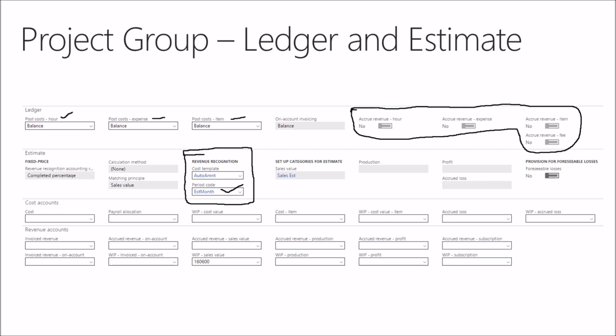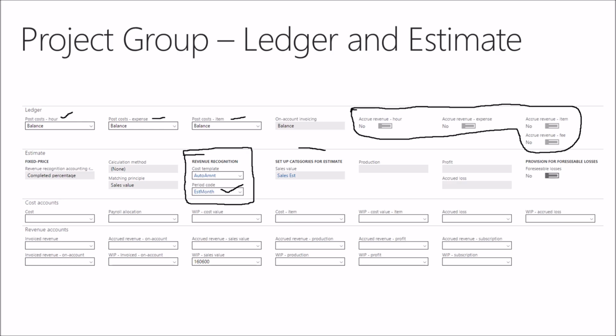And then the matching principle as well. That's how, when you recognize revenue, you decide whether you want it to go to one account, or split into two accounts. If you pick sales value, you're only going to split the recognized revenue into one account. If you pick the other option, which is production and profit, you will split the recognized revenue into two accounts. One for production, where the revenue will match your costs, and then any revenue over the cost will go into a profit account.